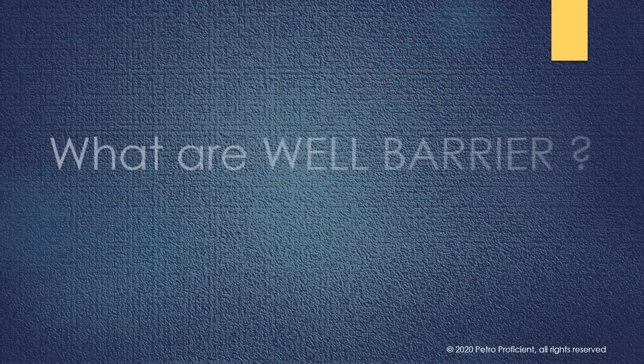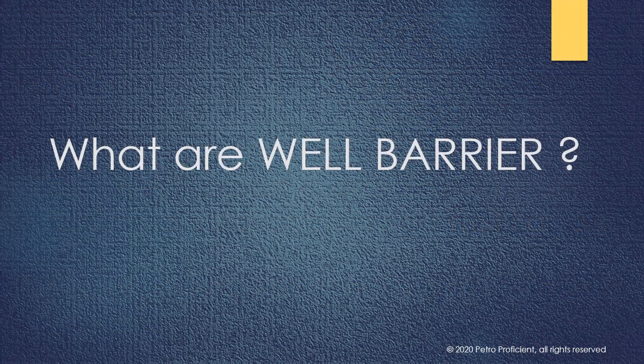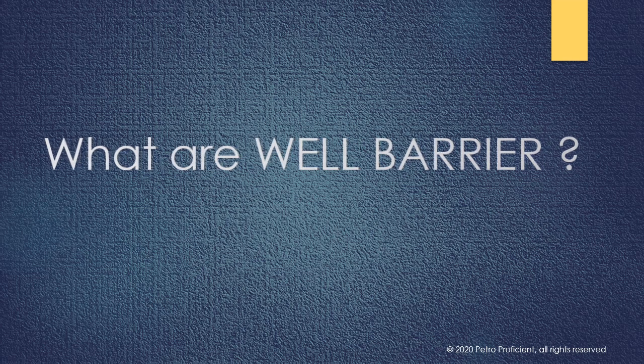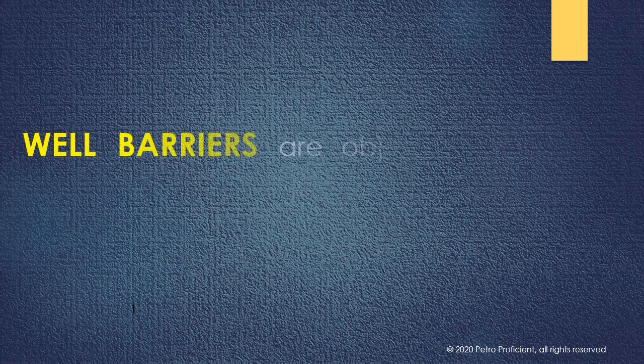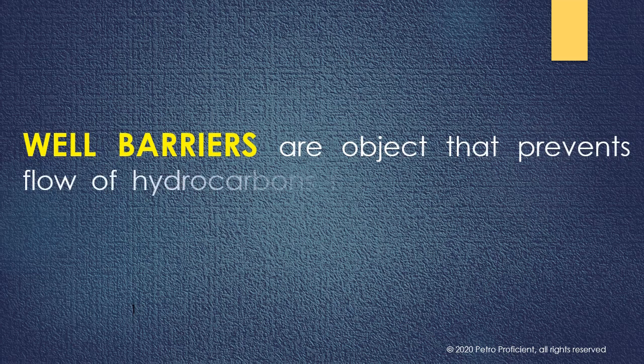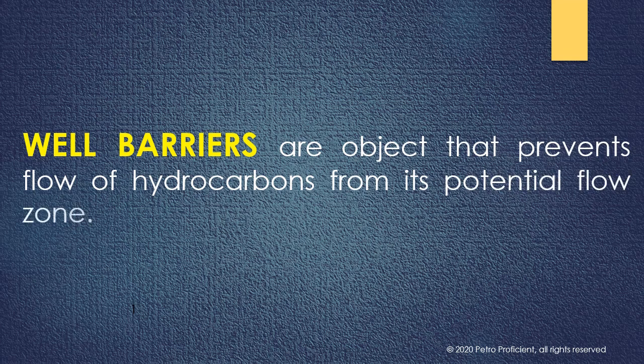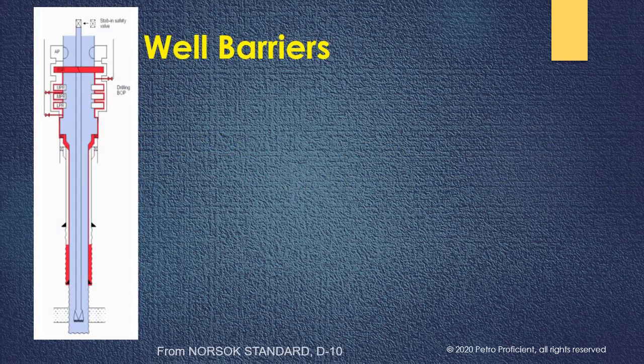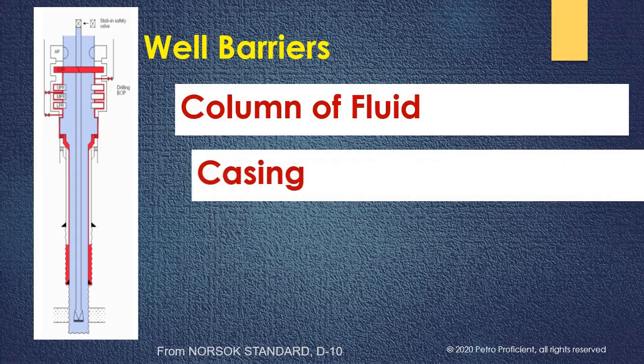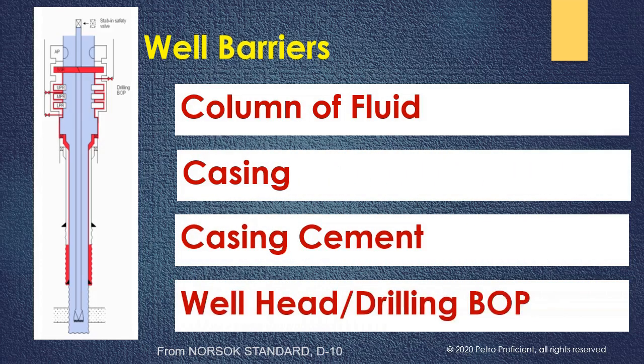So, what are well barriers? In simple terms, well barriers are objects that prevent flow of hydrocarbons from its potential flow zone. Common examples of well barriers are column of fluid, casing cement, wellhead, and BOP.